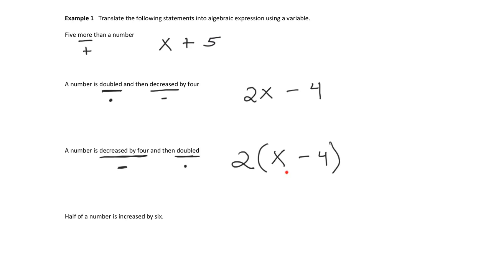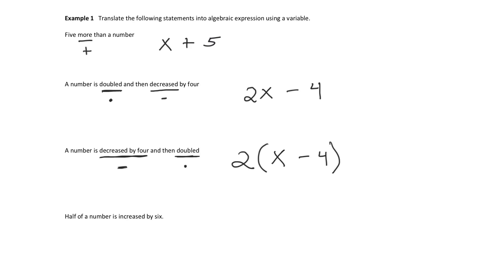What this is doing is first subtracting 4, and we get an amount for this, but then the 2 is being multiplied to this entire amount. So it's nice to compare these two examples because it's the same operations, they just are working in a different order.